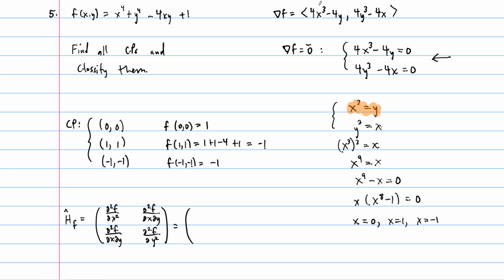So now we take the second x derivative. That's going to give us 12x squared minus 0, right? So this is 12x squared. We take our mixed partial derivative. That's going to just be the y derivative of the x component, right? That's going to be negative 4. So negative 4 actually goes here and here, right? And then we take our second y partial. That's going to be 12y squared minus 0. So 12y squared. So there's our Hessian matrix.